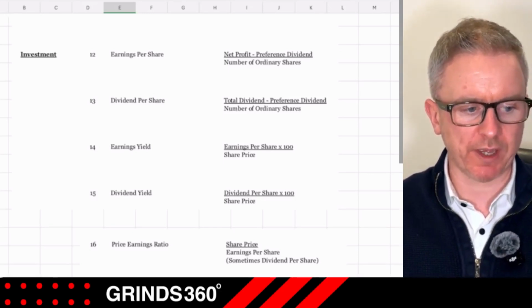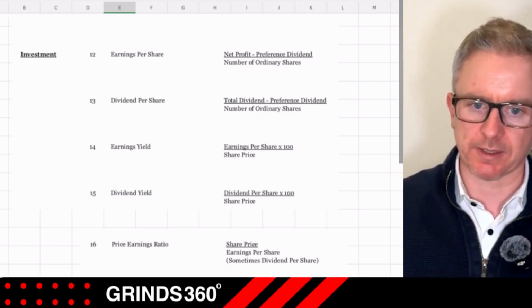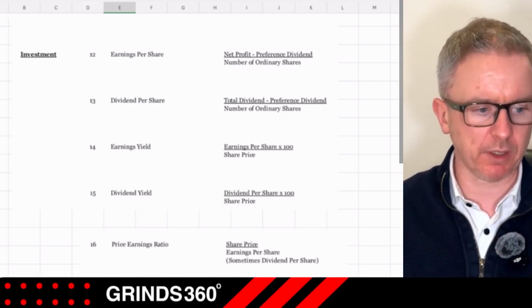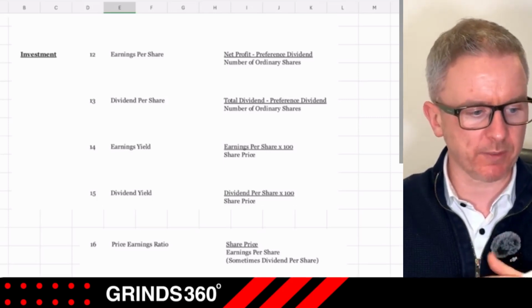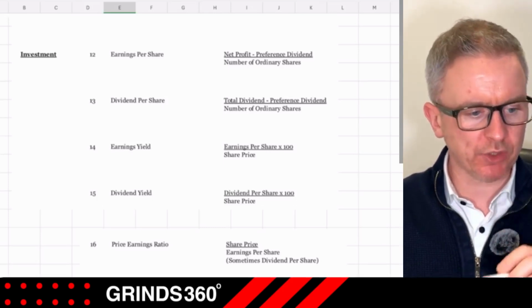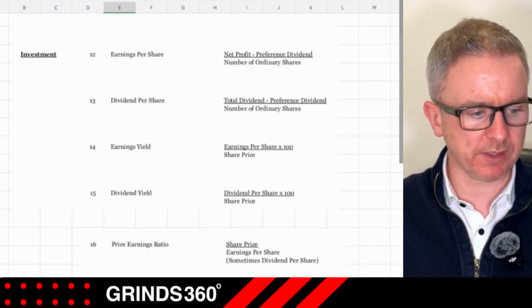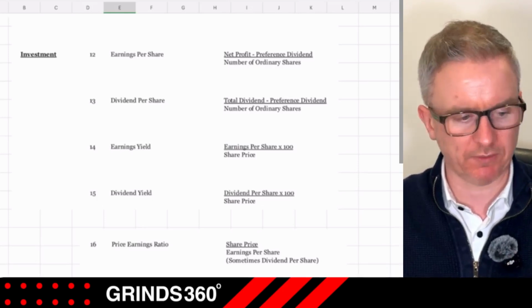Dividend per share then, so total dividend minus the preference dividend. So again, you can see it coming in minus the preference dividend all over the number of ordinary shares. Our earnings yield, so that's going to be our EPS all over our share price. Now, just with that, the earnings yield, you may have to go and work out the EPS first. They don't have to give it to us, all right?